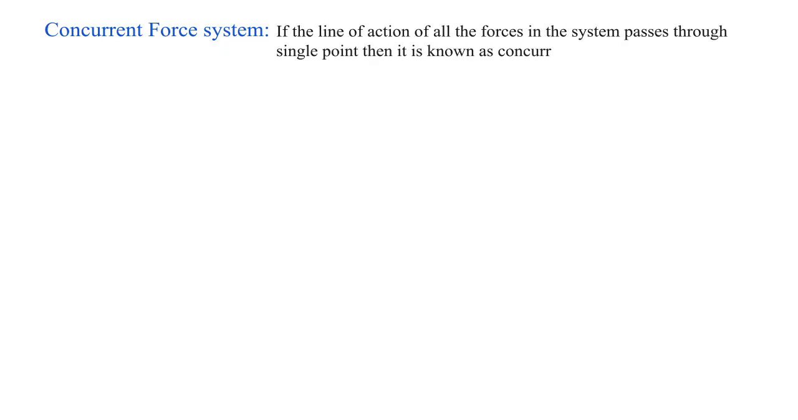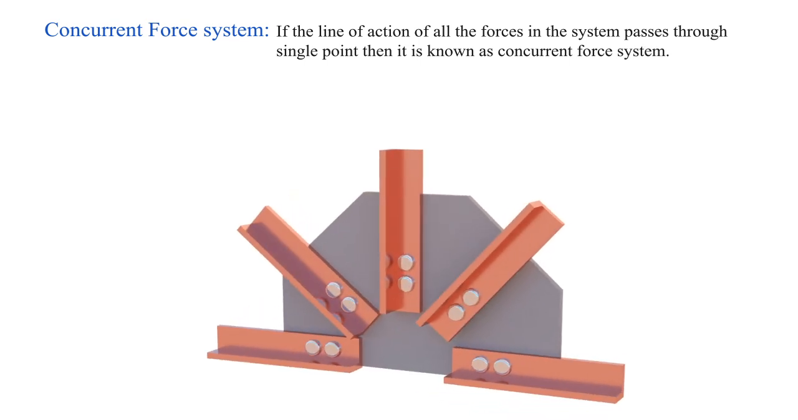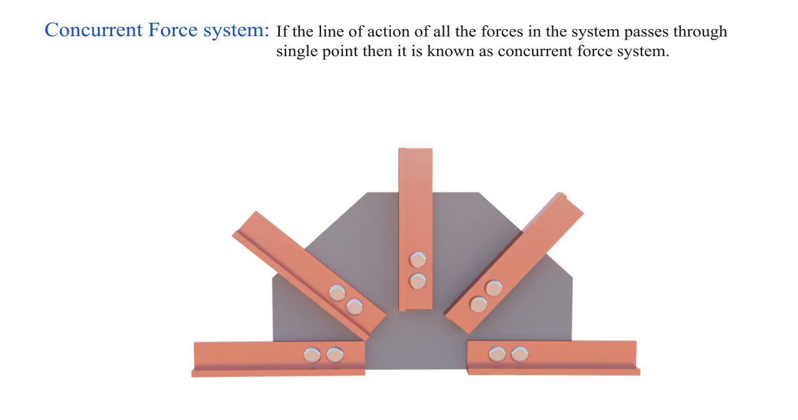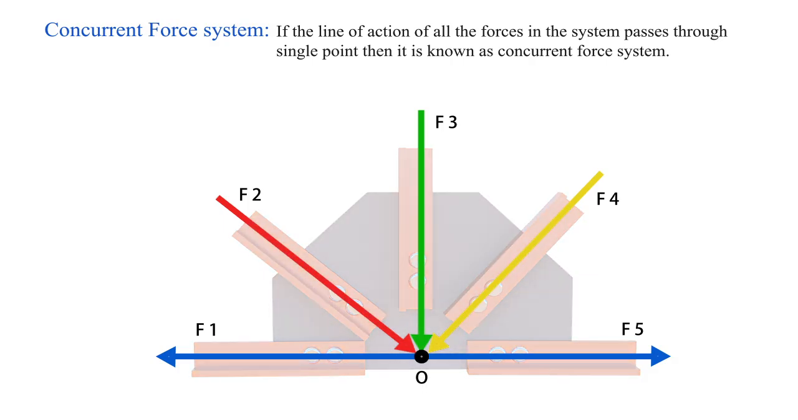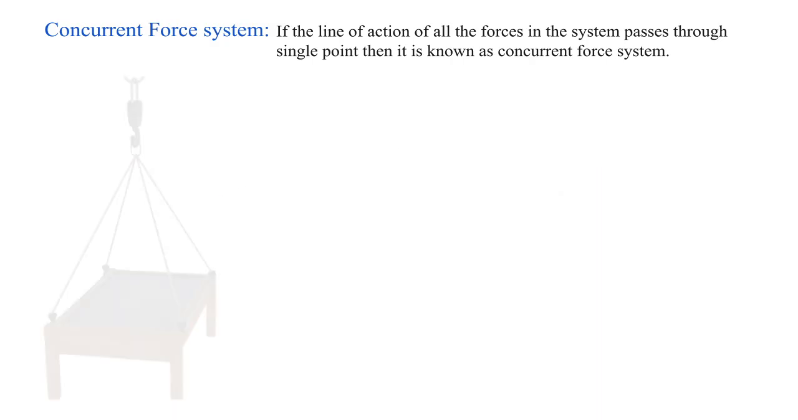Concurrent force system. If the line of action of all the forces in the system passes through a single point, then it is known as a concurrent force system. Consider the joint of a two-dimensional truss. Here, the line of action of forces F1 to F5 is in the same plane and also passing through a common point O. This system is known as a coplanar concurrent force system.